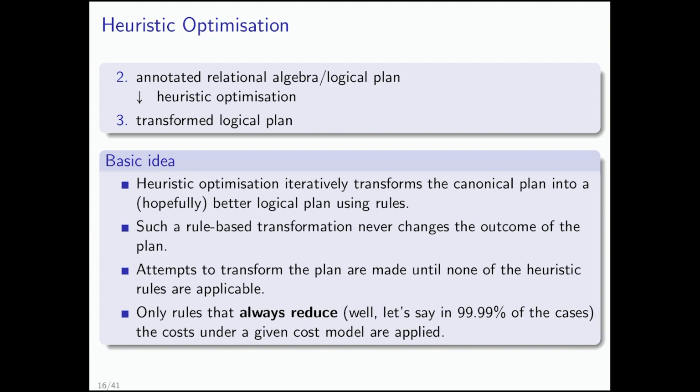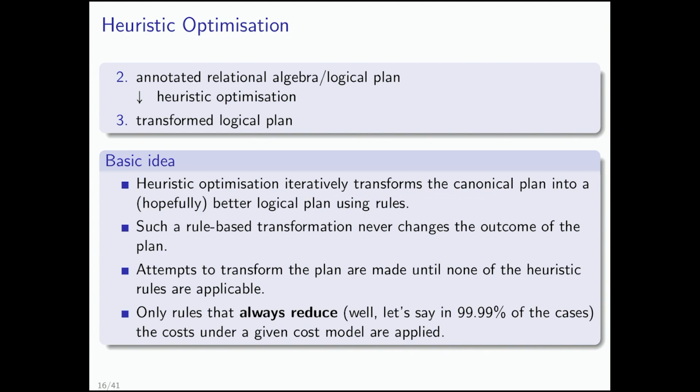So we will be looking at heuristic optimization here. And the basic idea is, for the moment we discard the cost models. So heuristic optimization, the idea is as described here. You iteratively transform this canonical plan. You did the canonical translation to this cross-product expression. And then we want to iteratively transform that plan into a better plan. And this will happen rule-based.